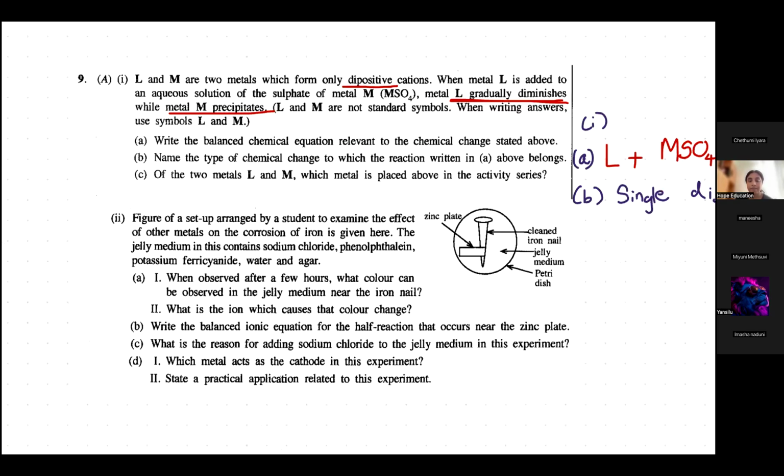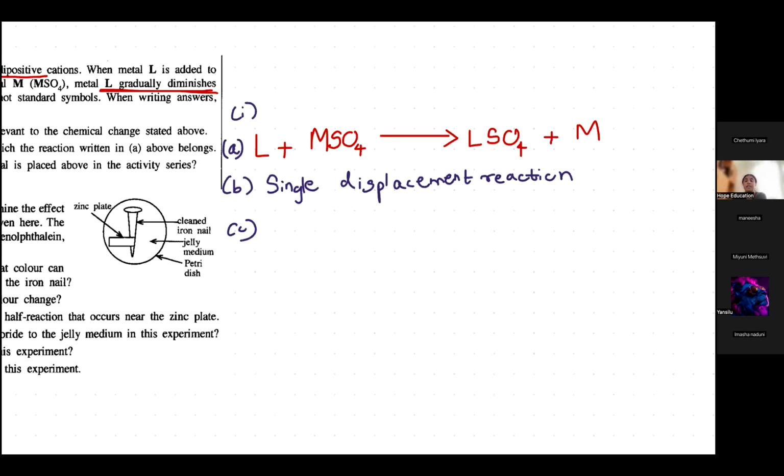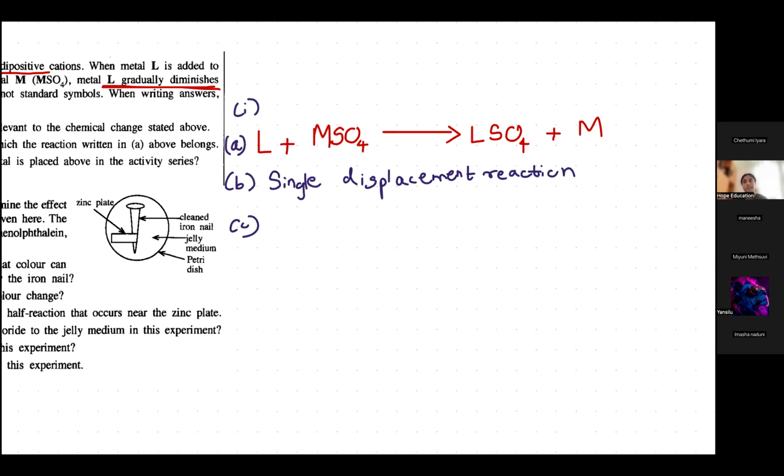Then C. Of the 2 metals L and M, which metal is placed above in the activity series? L or M?